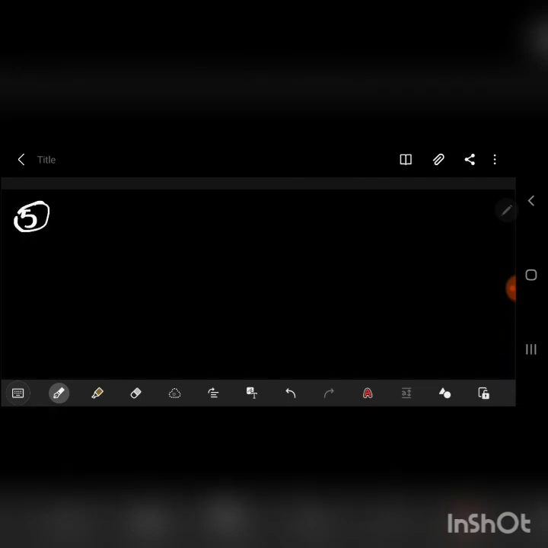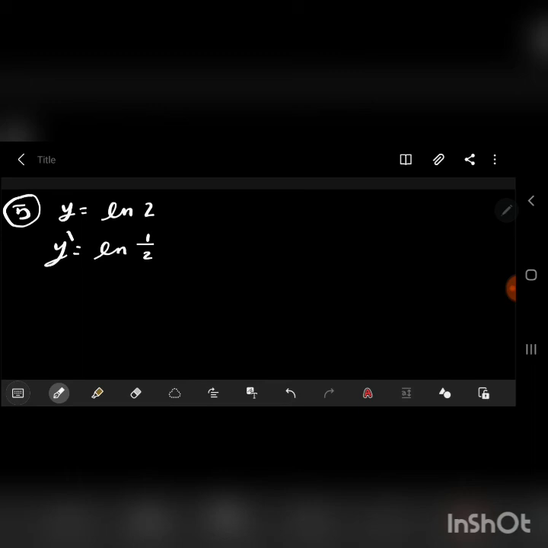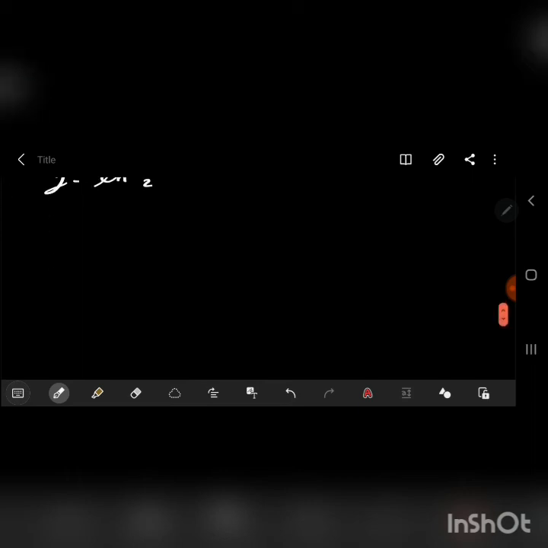Example number 5. Y equal to ln 2. So its derivative will be ln 1 over 2. It's very simple. Now I will take another example.